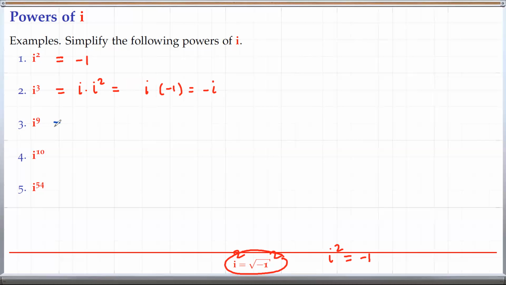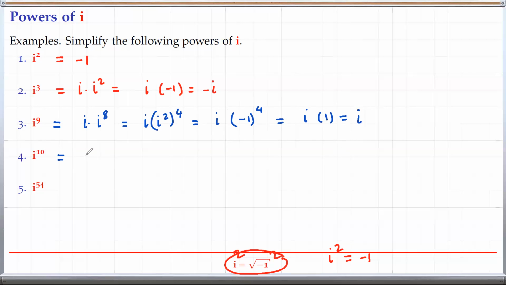Next, we have i to the 9. So this we can write as i times i to the 8. I'm going to leave i as it is, but for i to the 8, I can write that as i squared to the power 4, since 8 is 2 times 4. And this becomes i times -1 to the power 4, but -1 to the power 4 is 1. We have i times 1, which is simply i. So i to the 9 is i.